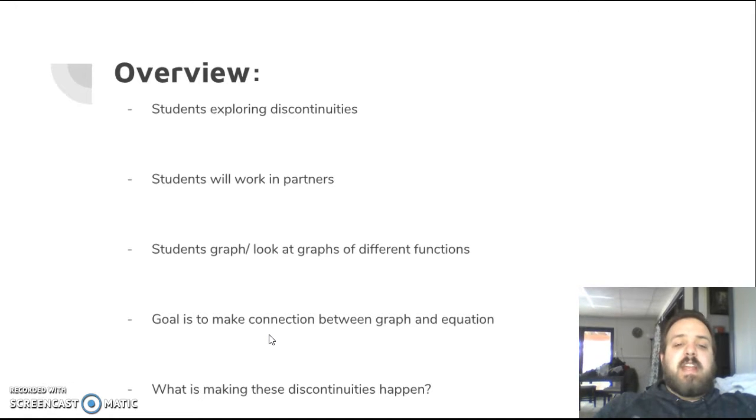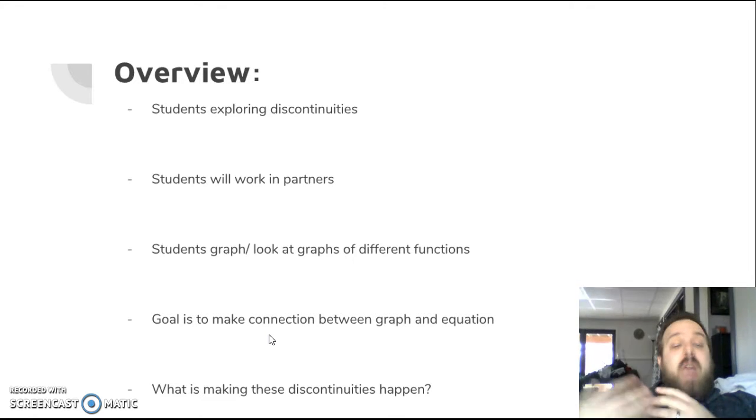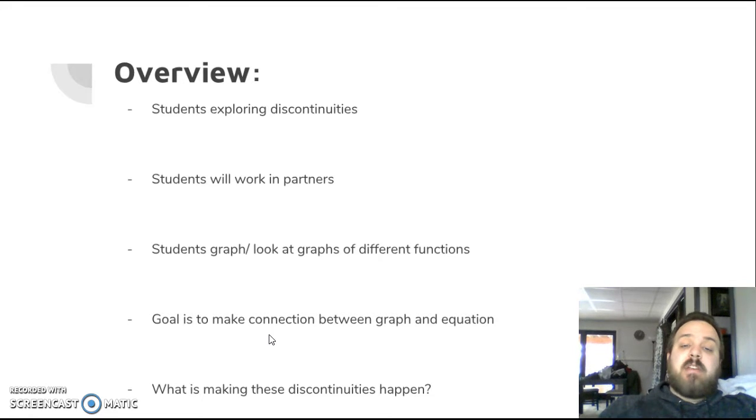So basically, students are going to get into groups and they're going to be exploring some things about discontinuities. This will happen whenever we do our rational functions unit in Algebra 2. I'm going to have my students sit together and look at some graphs. They're also going to graph some functions. I'm going to ask them to look at these functions and see if they notice anything weird and why that may be going on. They're going to notice these things called discontinuities, these either big jumps or little holes that happen in your graph.